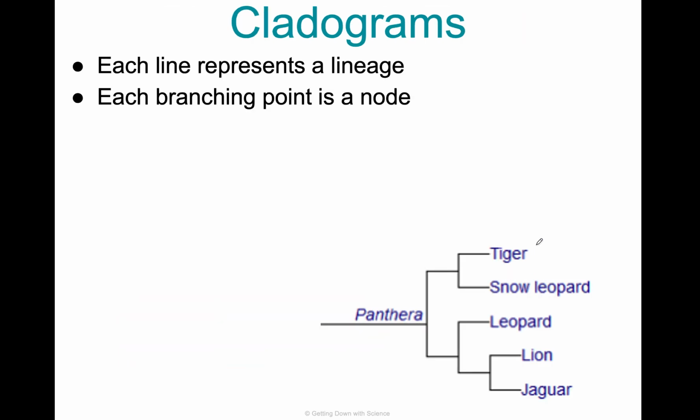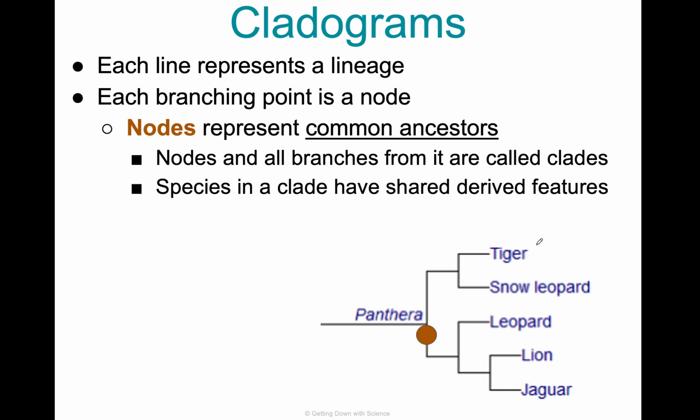All right, cladograms are a little bit different. They're not as pretty, in my opinion. Each line represents a lineage of a species, and each branching point we call a node. So nodes represent common ancestors. So right here, there was a common ancestor between tigers, snow leopards, and then these three down below. Right here, there was a node representing a common ancestor between a tiger and a snow leopard, etc., etc. So nodes and all branches are what we call clades, and they represent common ancestors.